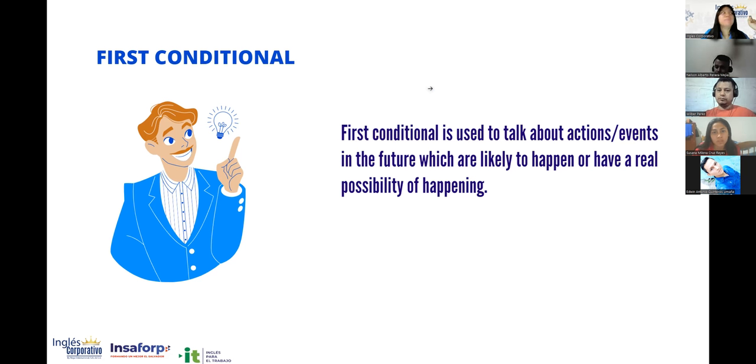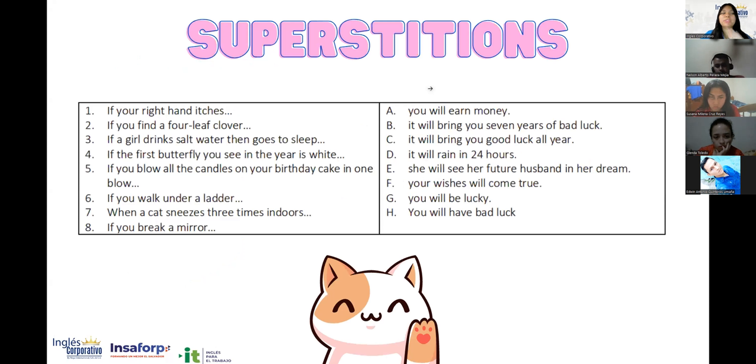What is the meaning of likely? It's like probably. Yeah, so in the future, which are likely to happen, que probablemente van a suceder, okay? Or have a real possibility of happening. For example, in this case, okay? We have those type of examples. We are going to talk about superstitions. Okay, because when it comes to the first conditional, superstitions are expressed on first conditional.